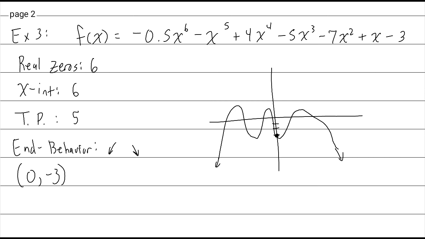Here we go. Notice it crossed 6 times. And count the turning points: 1, 2, 3, 4, 5. That's my rough sketch of the graph. Okay, let's do one more of those.